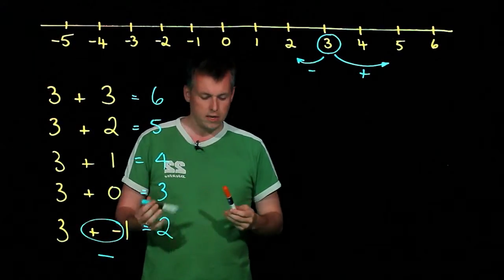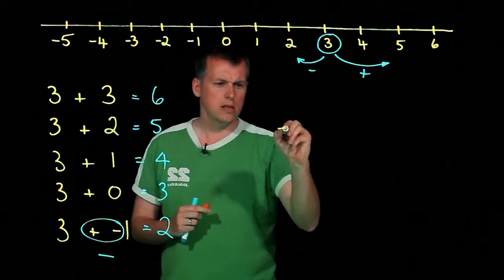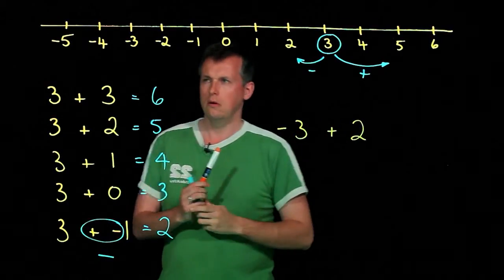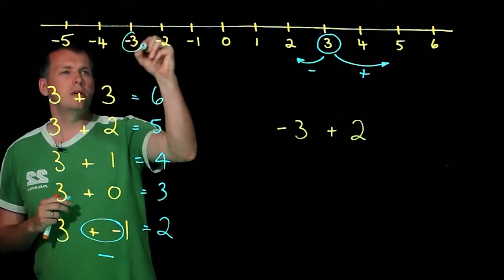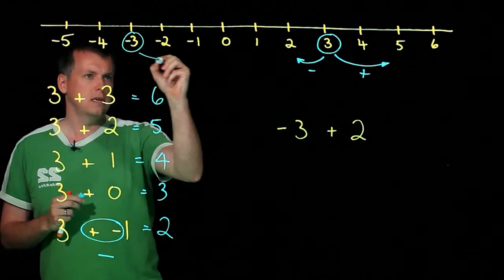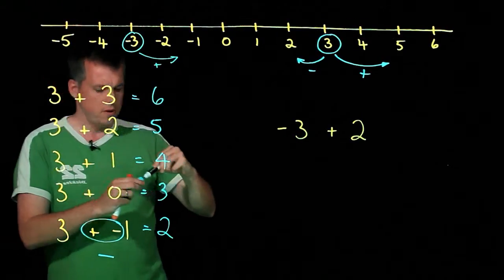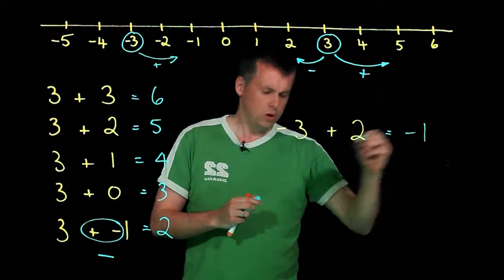And the same applies if I start with a negative number. If I started at -3 and I was adding on 2, okay? If I'm starting at -3 and I'm adding on, remember adding is going in this direction. If I add on 2, I end up at -1.